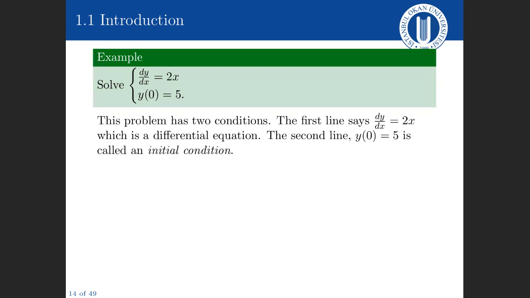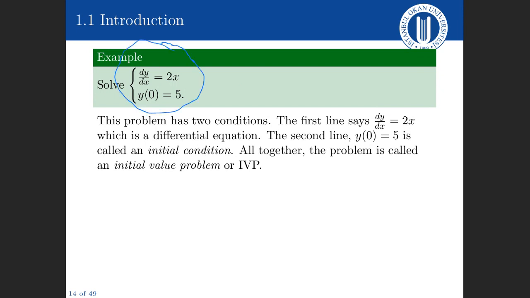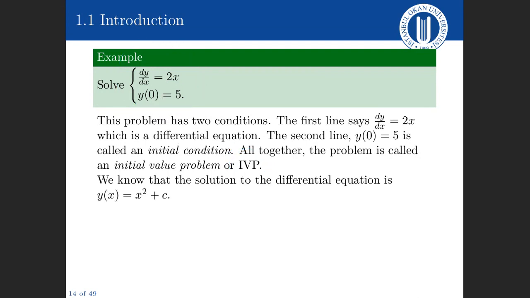The second line, y(0) = 5, is called an initial condition. The whole problem together, that's the differential equation and the initial condition, is called an initial value problem. And I'm going to be writing this as IVP a lot. IVP is always initial value problem. It means a problem like this: a differential equation and one or more initial conditions.